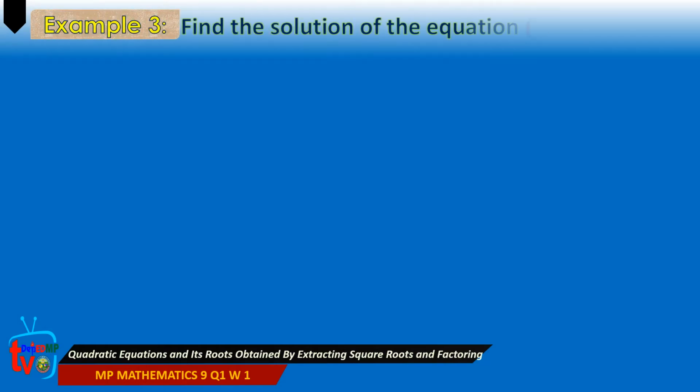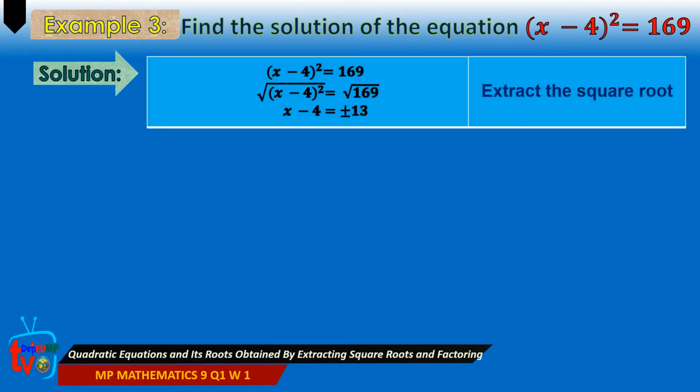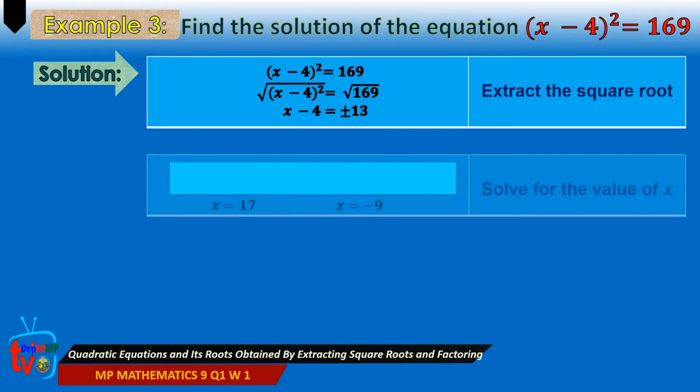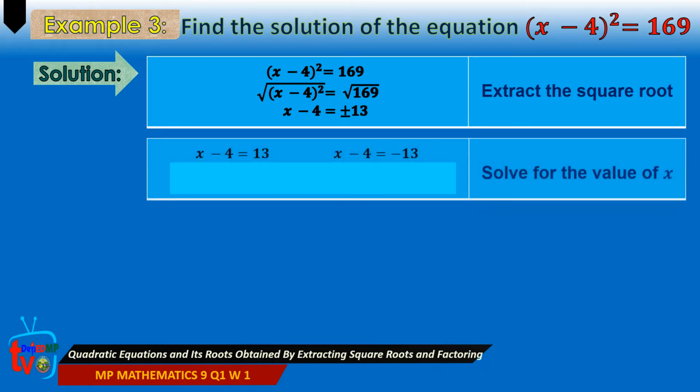Example 3. Find the solution of the equation the quantity x minus 4, the quantity squared equals 169. So for the solution, first we are going to extract the square root. So the square root of the square of x minus 4 is x minus 4, and the square root of 169 is positive or negative 13. Next, we solve for the value of x. So we are going to equate x minus 4 with positive 13 and negative 13.